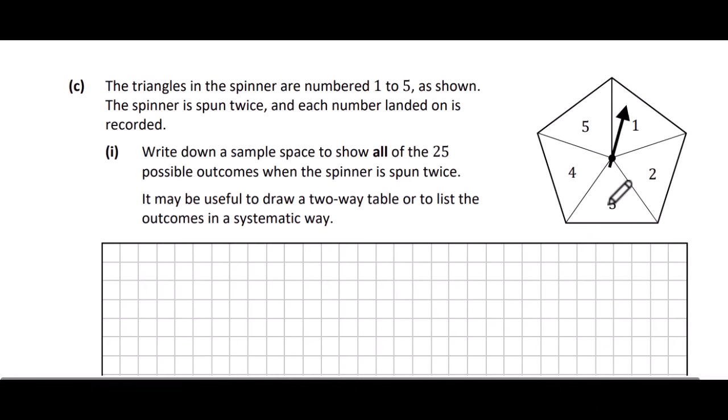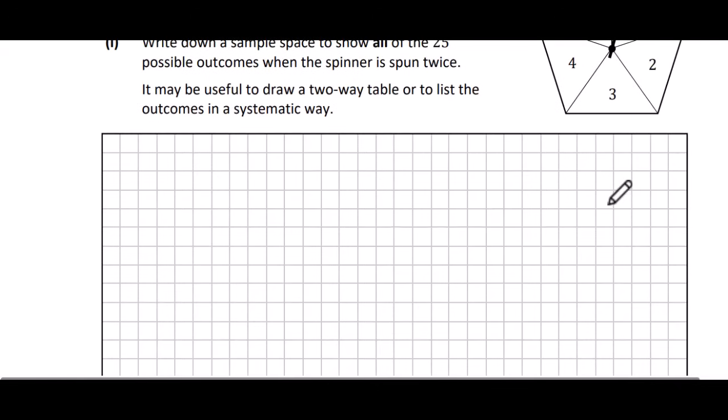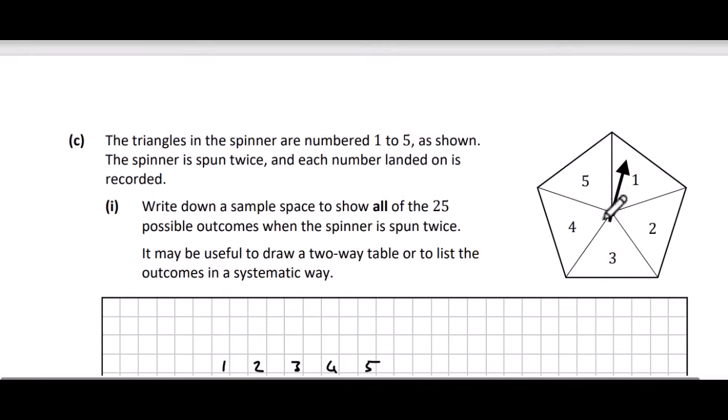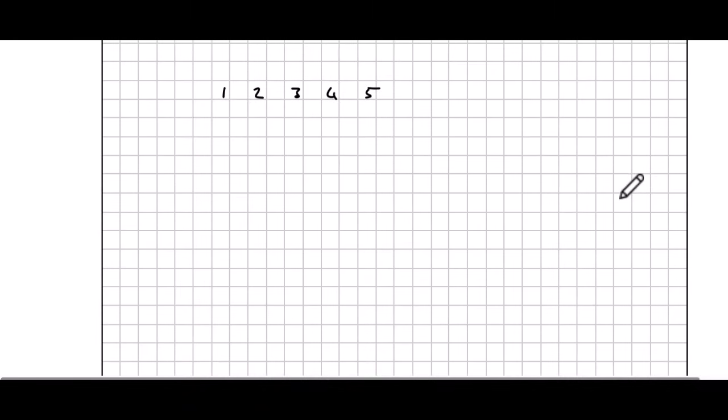Okay, next one. The triangles in the spinner numbered 1 to 5 is shown. The spinner is spun twice, and each number landed on is recorded. Write down the sample space to show all of the 25 possible outcomes when the spinner is spun. It may be useful to draw a two-way table or to list the outcomes in a systematic way. So I'm going to do a two-way table. So my two-way table is going to involve the outcomes 1, 2, 3, 4, 5. So they're all the outcomes. And I'm going to put them down here as well.